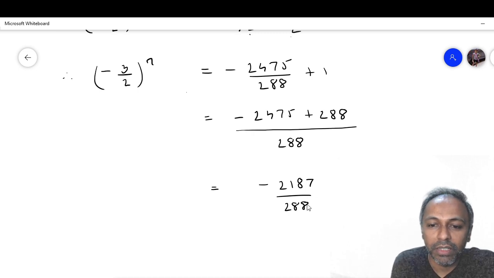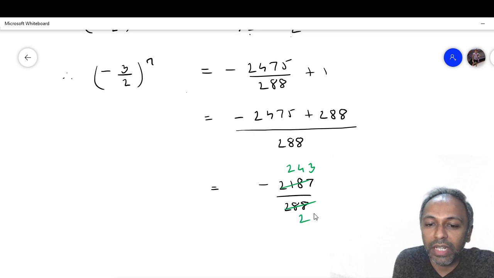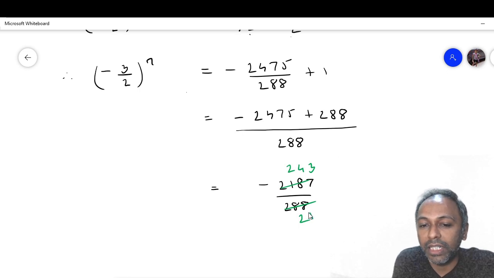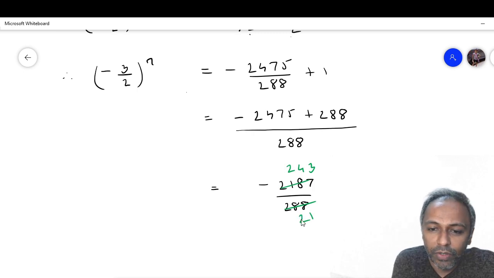It looks divisible by 9. 9 2s are 18, 9 will go 4 times, 27 3 times. 9 2s are 18, 108, it will go, then 10 will remain. I think I'll have to check again. Sorry, I made some mistake, I was thinking something else.